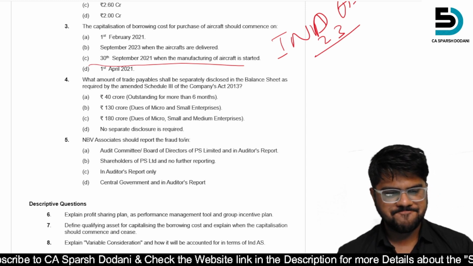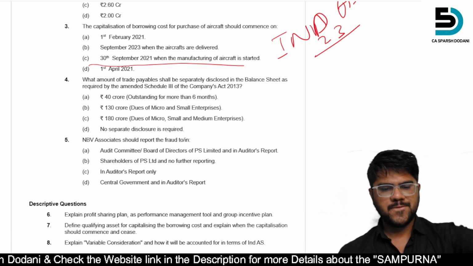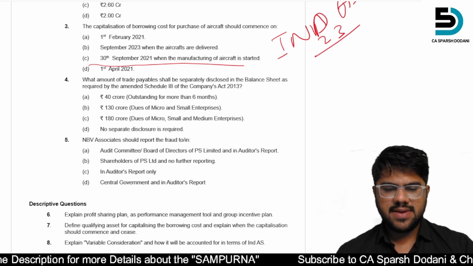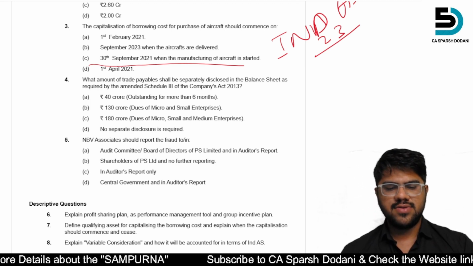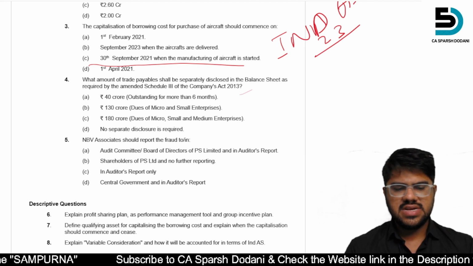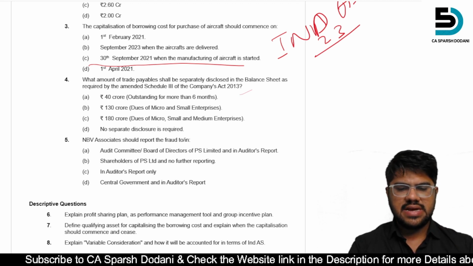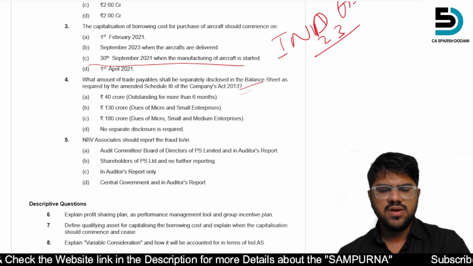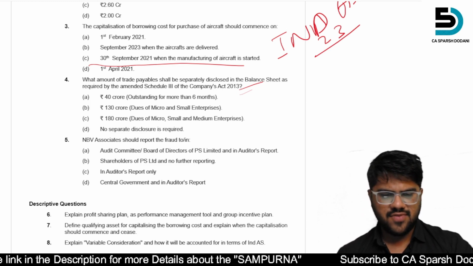Then after that, what amount of trade payable shall be disclosed in balance sheet as required by the amended schedule? This is not much important for you. It is not that relevant right now for IBS, but it is there. You can go check it out, but it's not much relevant for that.